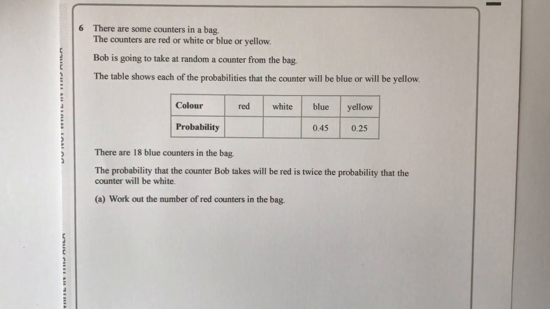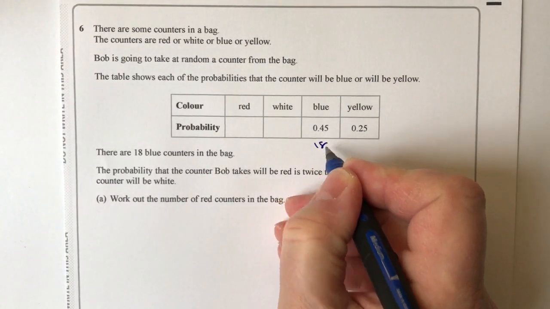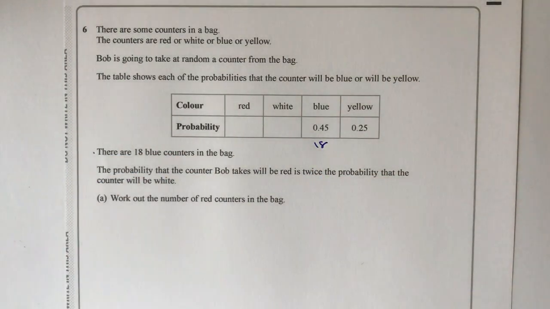Okay, so on to question number 6, and it says there are some counters in the bag. The counters are red, white, blue or yellow, and Bob is going to take a random counter from the bag. What we're told initially is that there are 18 blue counters in the bag. So we're saying here that there are 18 of them.